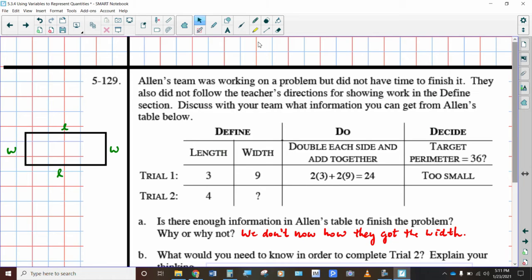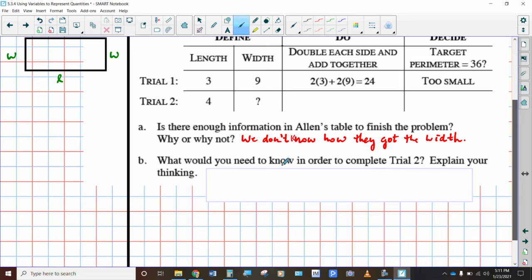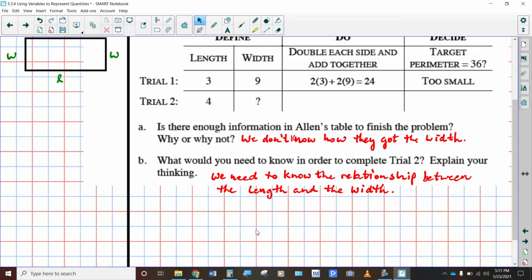No, hold on. We don't know how they got the width. And what would you need to know in order to complete trial number 2? Explain your thinking. So we need to know how you get the width from the length, right? What is it that you're doing to the length to get the width? We need to know that relationship.